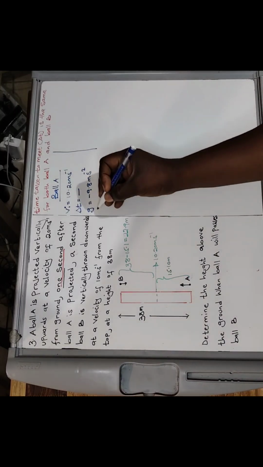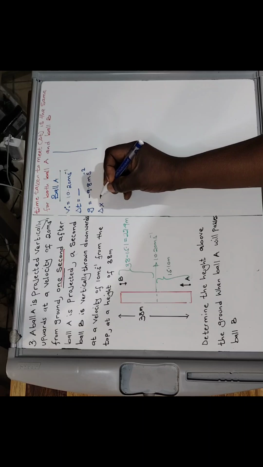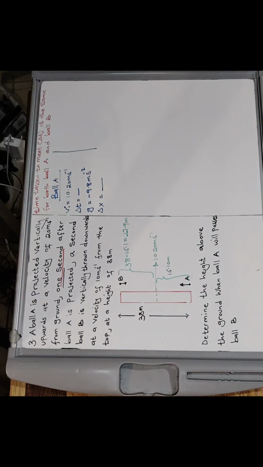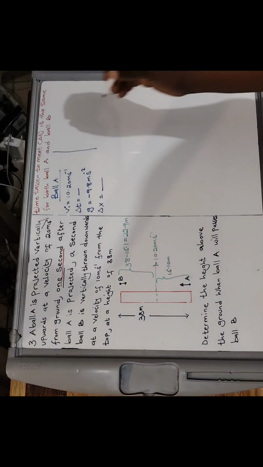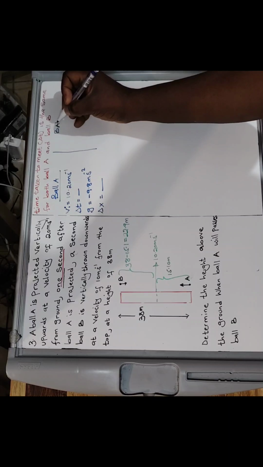And we can say ball A probably covered that displacement. That's the data we have for ball A. Let's go for ball B.